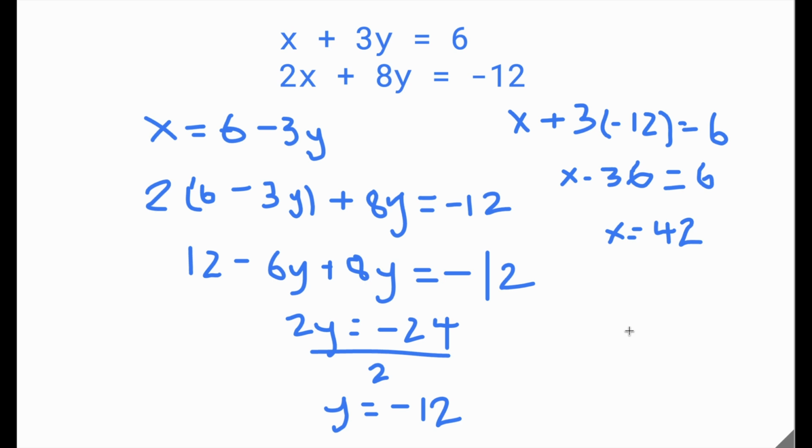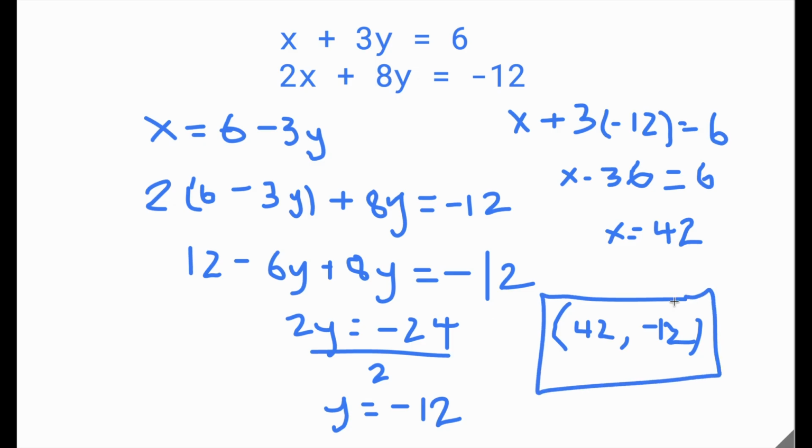Okay, so now I have both my x and y value. My y value is negative 12 and my x value is 42. Now I can put that into a single coordinate, which is going to give me 42, comma, negative 12. So that would be the point at which these two equations would intersect, and that's my solution to my system of equations.